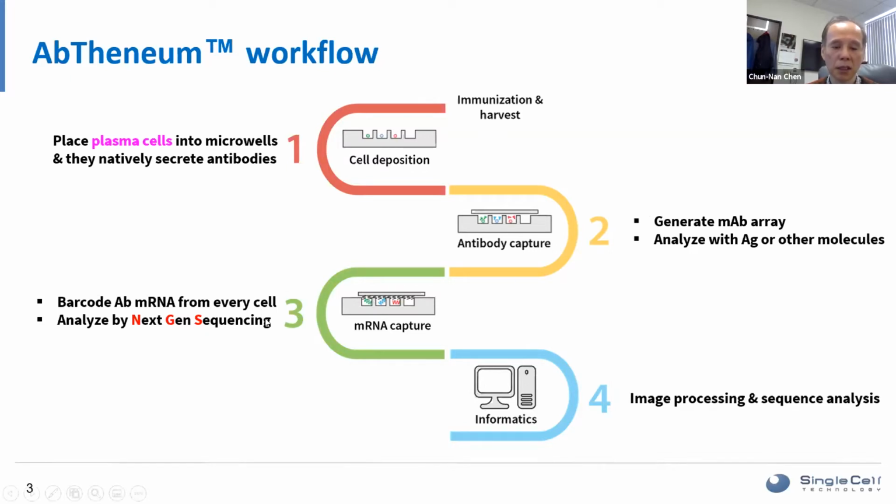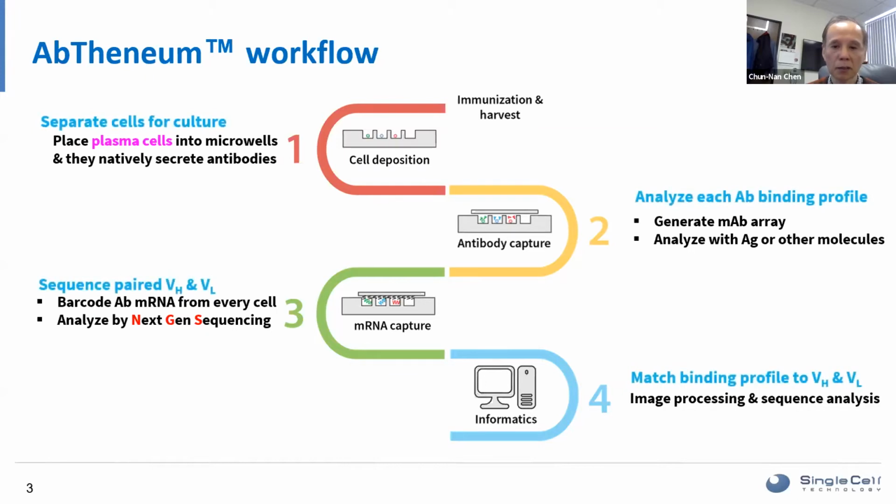And the third part is one of the most challenging portions for our technology development, which is to lyse all of the cells on the device, capture all of the cells, barcode them, and then sequence all of them using next generation sequencing. So that part, I'm going to go over a little bit. And the fourth part, of course, is to combine the information we gather in the second part as well as the third part, so that we will collate that information and then help the customer as well as ourselves to pick out the antibodies of interest.